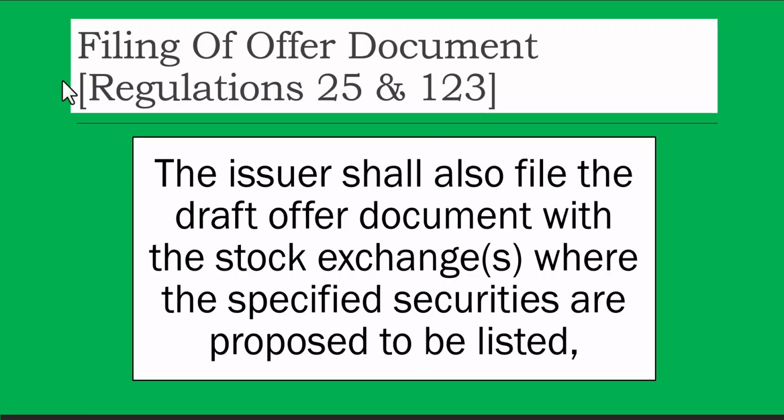Then the issuer shall also file a draft offer document with the stock exchange. So first they have to file with SEBI, and then they also have to file simultaneously an offer document with the stock exchange. Wherever the stock exchange where the issues are listed, they are supposed to file an offer document there also. Is that okay?